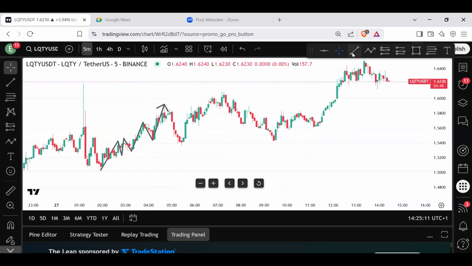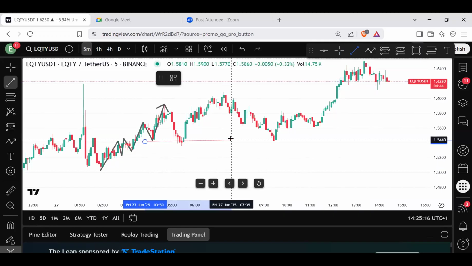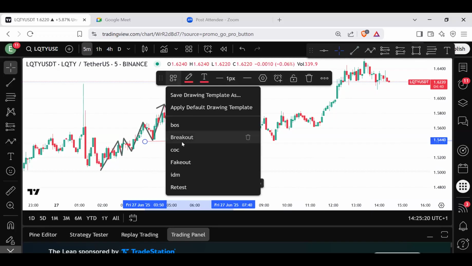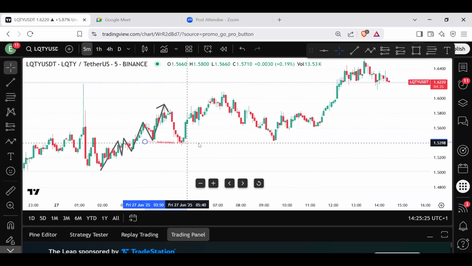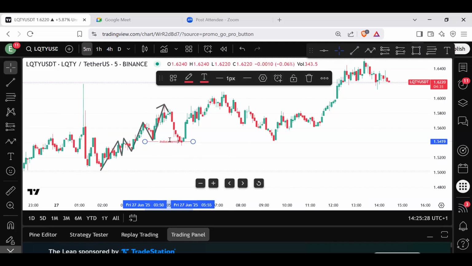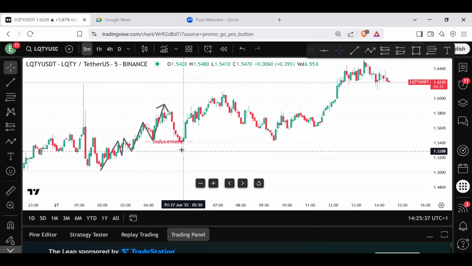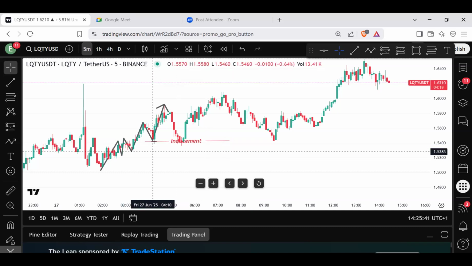Inducement. It closed. So that's how we call it inducement. I'm not sure you're seeing it very well. So that's inducement.